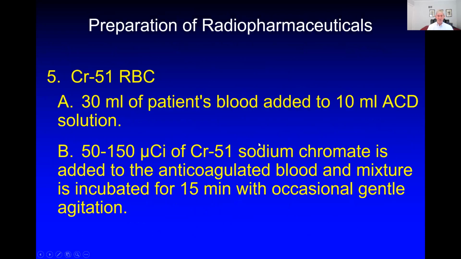Very simple. Chromium, I don't know if they'd ask you about that or not, but we can cover it in 1 minute. We take 30 milliliters of the patient's blood, that's about 1 ounce, and usually a 60 milliliter syringe. We add either ACD or heparin to it to anticoagulate it. And then we add a little bit of chromium 51 sodium chromate, maybe about 100 microcuries on the average. We mix it and incubate for 15 minutes and we're done. It's just labels in 15 minutes.